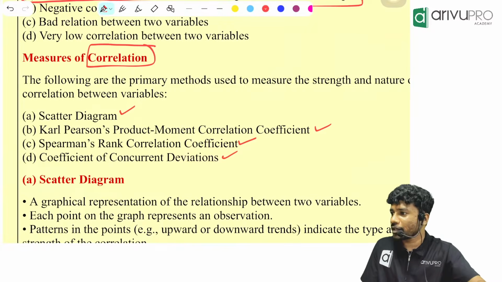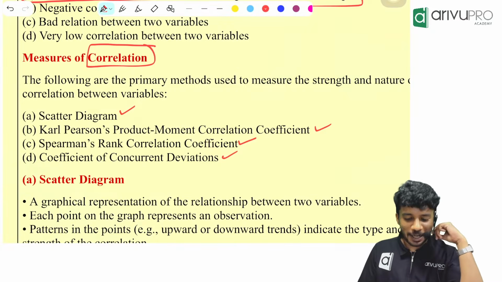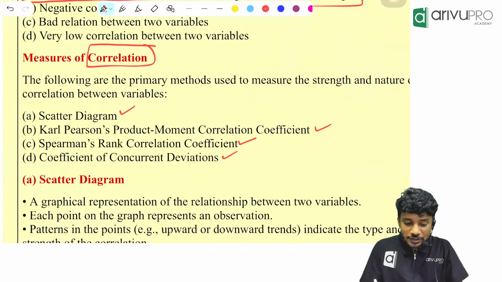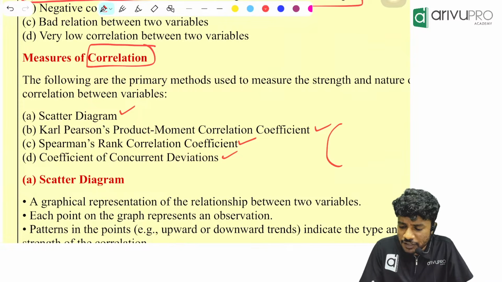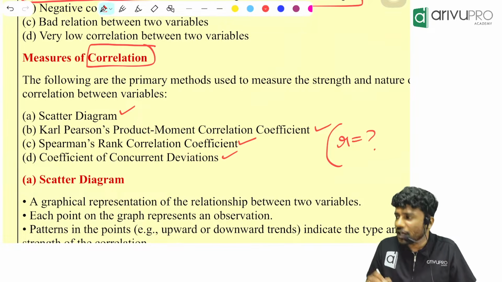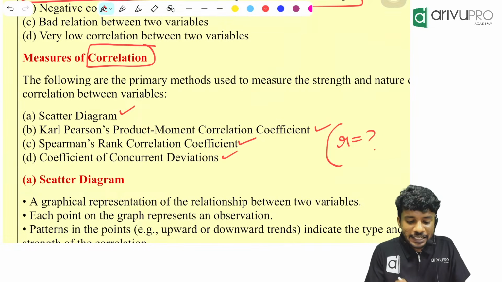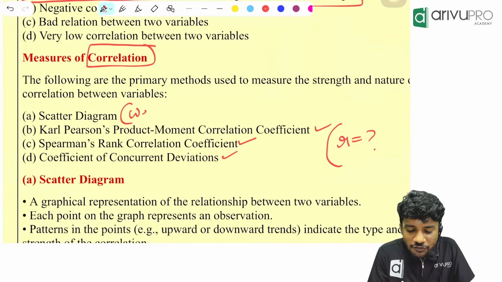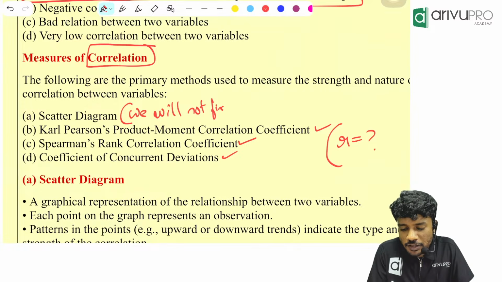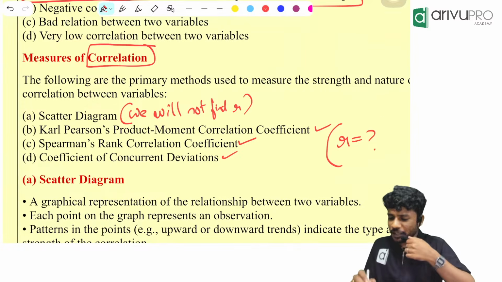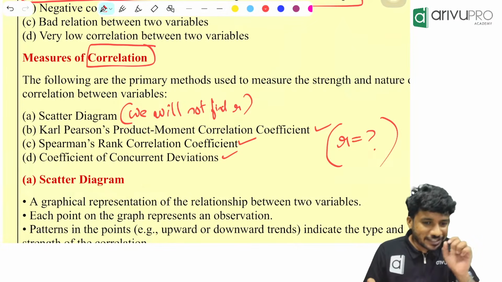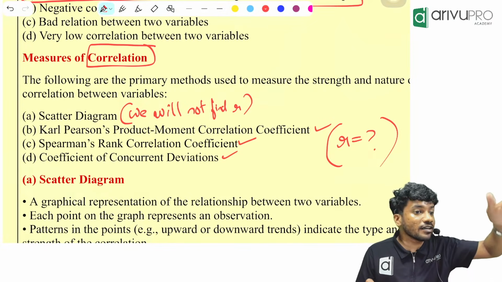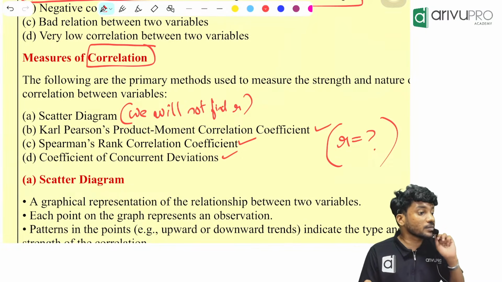Now, the funny part is, in KPCC, Spearman rank correlation and the coefficient of concurrent deviation, we will find the value of R. But in the scatter diagram method, we will not find the value of R. Everywhere else we are finding the value of R, but in the scatter diagram method we are not going to find it.